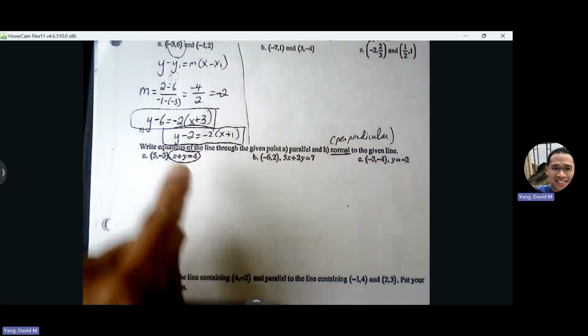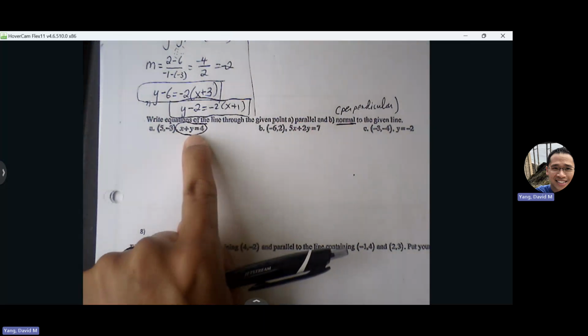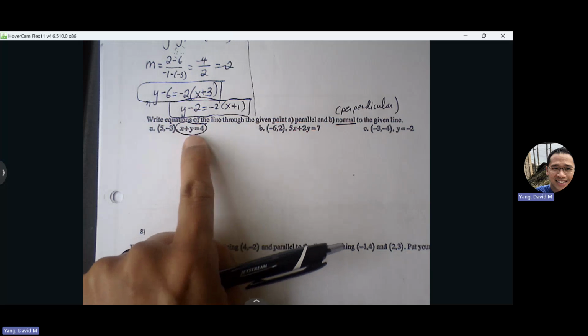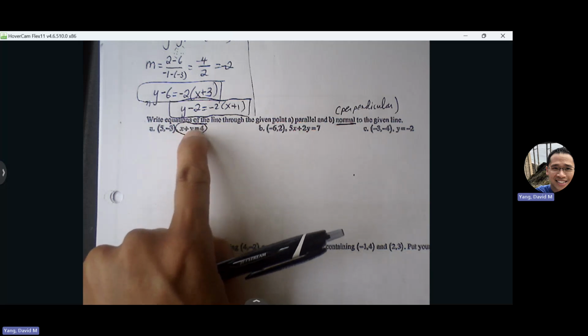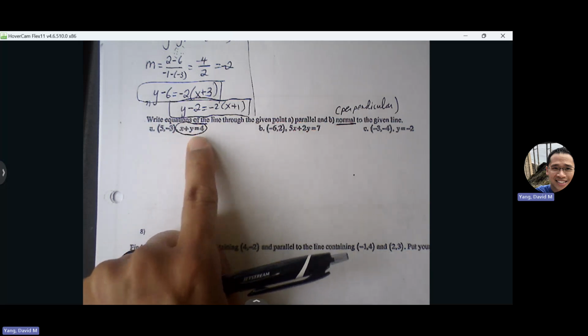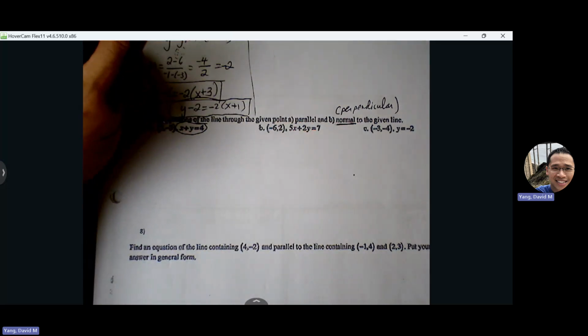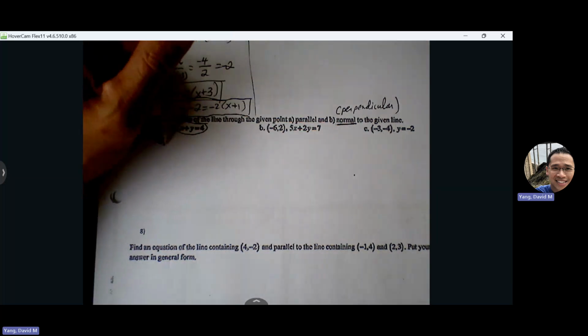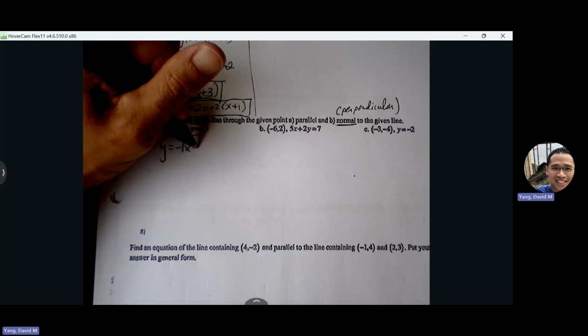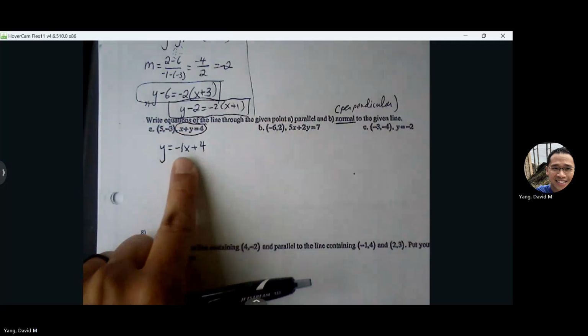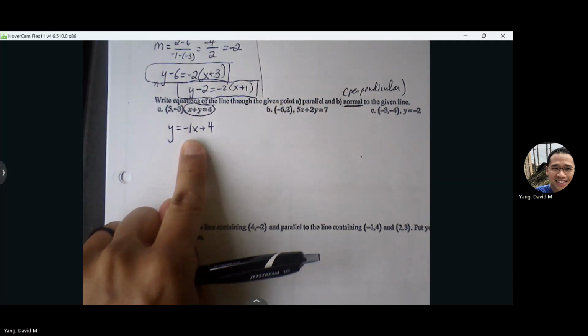So the only thing that we care about from the line that's given to us is getting the slope. After we get the slope of that line, we don't care about this equation anymore. An easy way to get to the slope of a line is to get it into slope-intercept form. So I'm going to rewrite this equation. I get y is equal to negative 1x plus 4. What's the slope of this line?